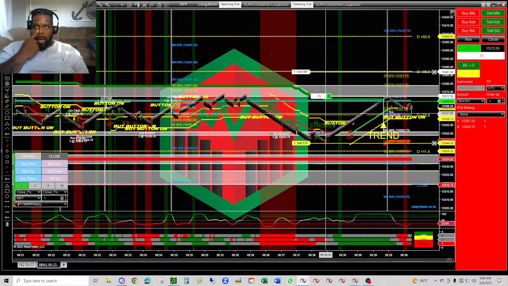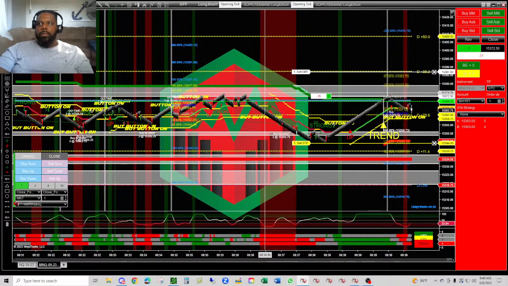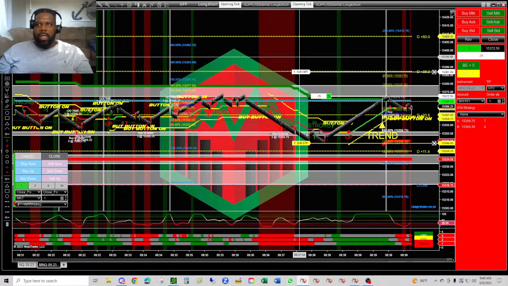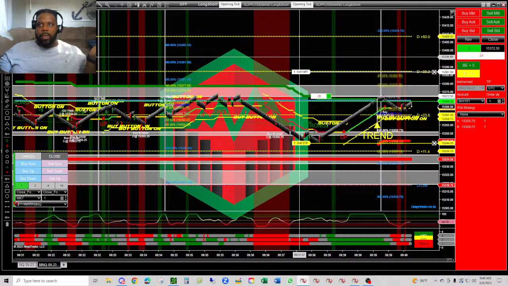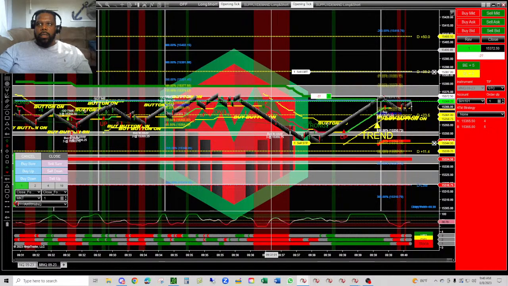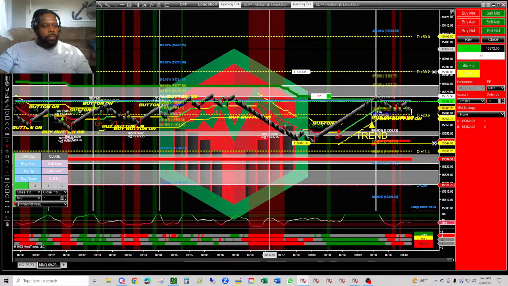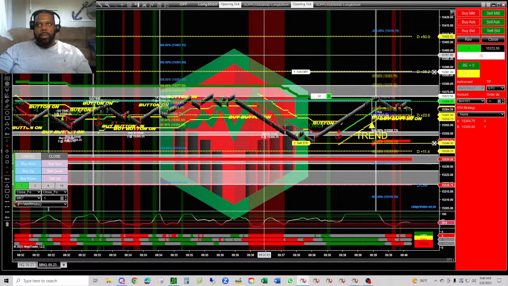I probably shouldn't have been buttoning on long, because again, I got this resistance area up here, got the 75 here as well. But it's literally still gap close time, so they can close the gap at any time, but we look for them to close the gap typically early in the open or at the open. So we'll see what they want to do.